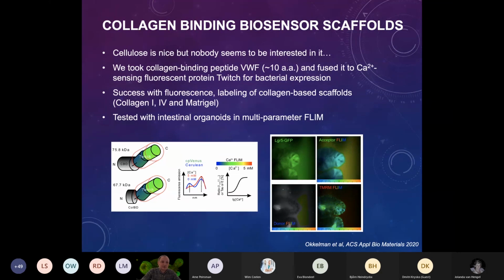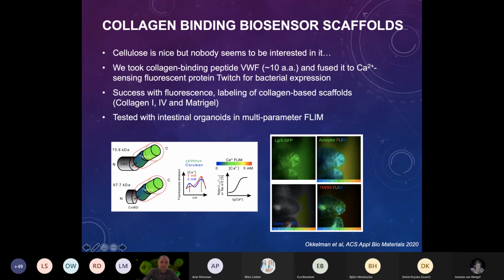We genetically fused it with a FRET fluorescent protein biosensor which senses calcium. It has low affinity to calcium, so it can measure calcium changes in the range from 0 to 5 millimolar concentrations, which match the extracellular calcium in the medium, for example. We produced it by bacterial expression, and we tested whether this fluorescent protein, called VWF Twitch, can label matrices. We took collagen 1, collagen 4, and Matrigel matrices.